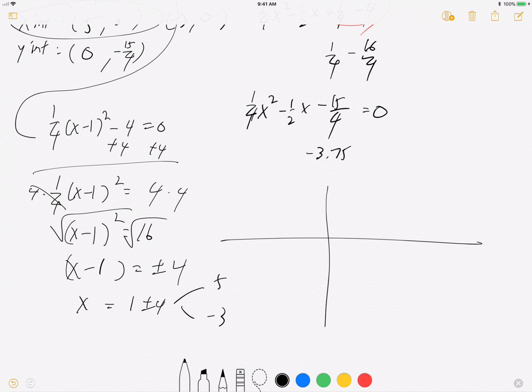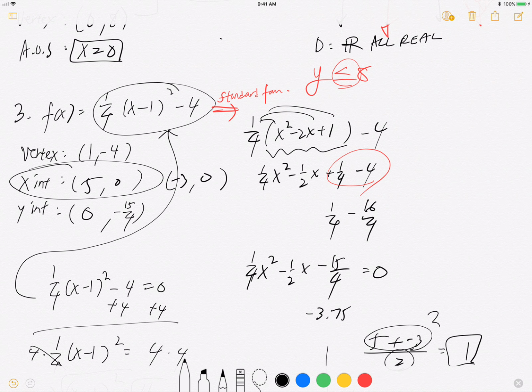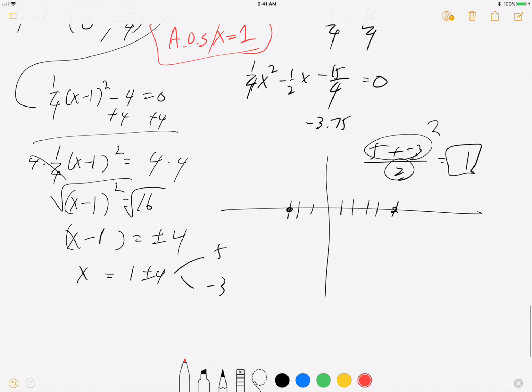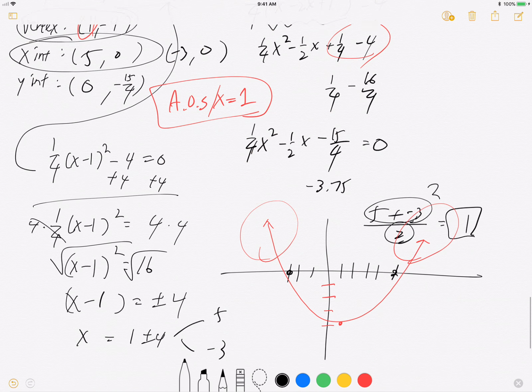In order to graph this, I go 1, 2, 3, 4, 5, and 1, 2, 3, and those two are my x-intercepts. And lo and behold, if I take those 5 and negative 3, add them and divide by 2, I get 1, because that's 2 over 2. That axis of symmetry has to be the same x-coordinate as the vertex, which it does. So I'll write axis of symmetry is x equals 1. Afterwards, I plot the vertex at (1, negative 4) and then connect the dots. Please plot a couple more points here and here. I'm just giving you a rough sketch after you have completed that. So that was number 3.